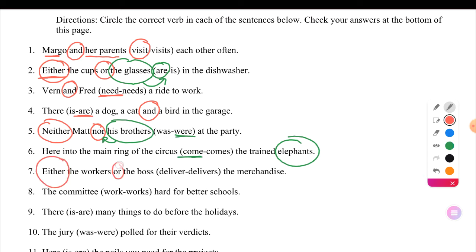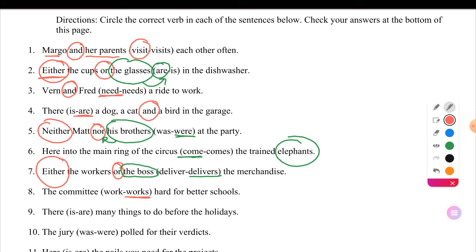Number 7: either the workers or the boss. The last one is the boss, the closest one to the verb. Boss is singular, so it should be delivers. Number 8: the committee works hard for better schools. From the sense of the sentence, I'm talking about the committee as a unit, as one unit, so the verb is supposed to be singular: works.